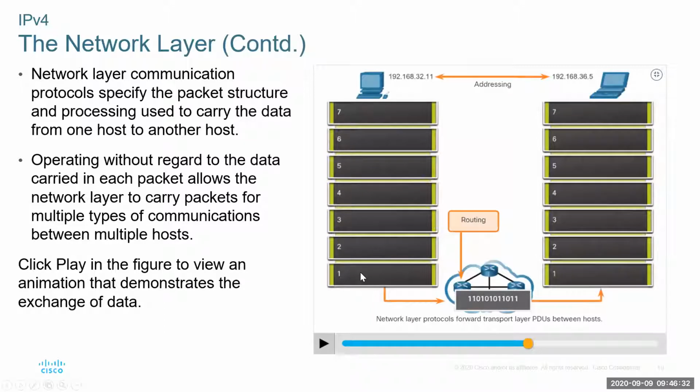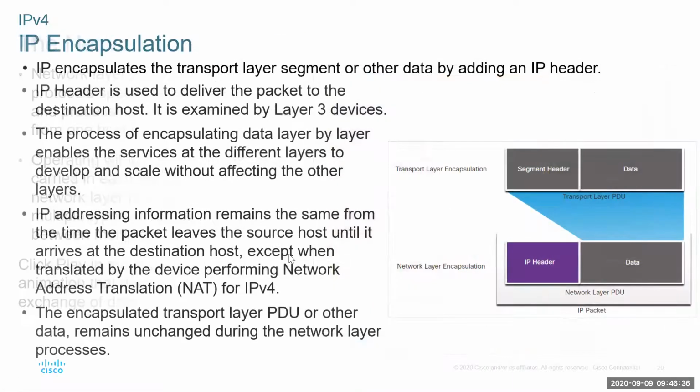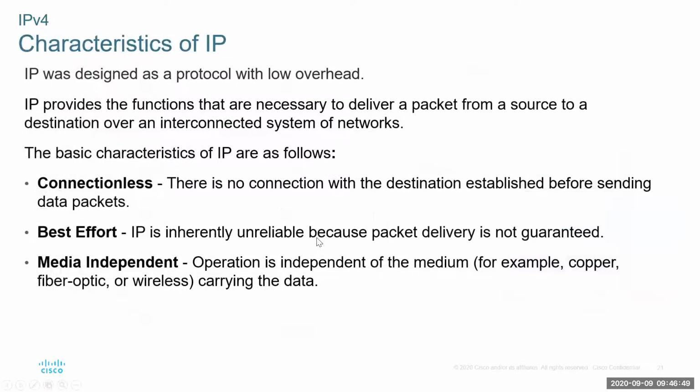On this network layer, this is just again going to be an animation that shows you how to go through here. You'll see this inside the curriculum. IP encapsulation, again, this is your transport layer where you're getting your segment header and your data going down into the network layer, with an IPv4 header in front of it.